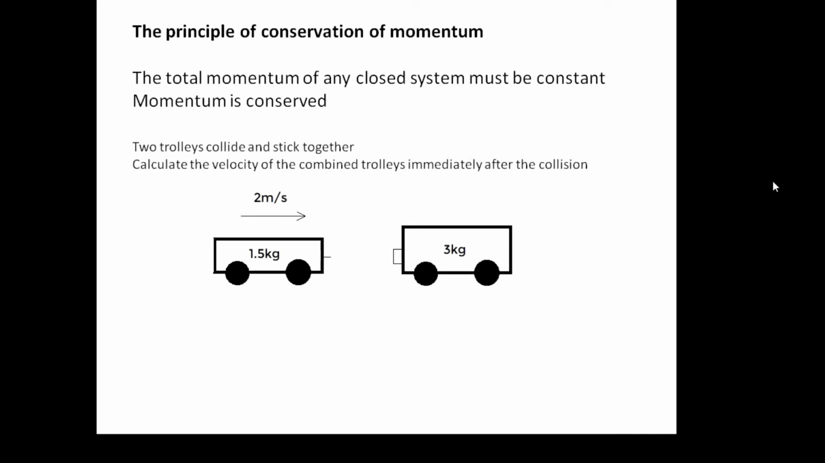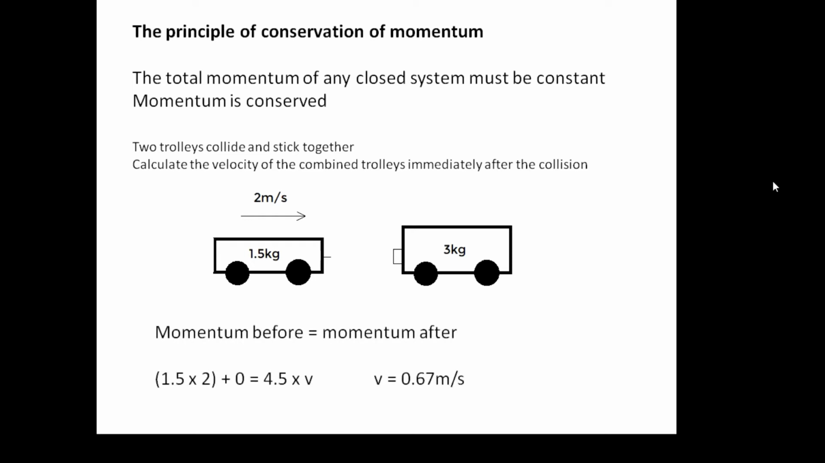Here's a simple trolley question, very kind of a multi-choicey kind of question. These two trolleys collide and stick together. Calculate the velocity of the combined trolleys immediately after the collision. Now, the way we go about doing it is we start with momentum before equals momentum after, as in the total momentum. The total momentum before is just 1.5 times 2, and then the momentum after is 4.5, because it's the combined mass, times v, and that will give v is 0.67 meters per second.